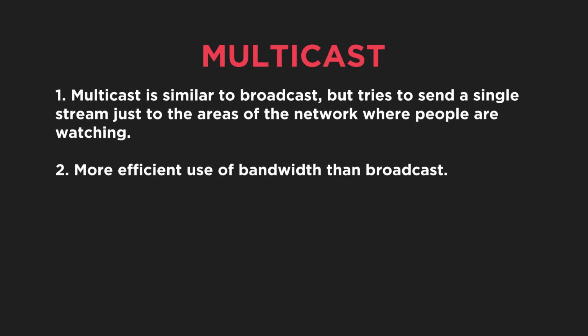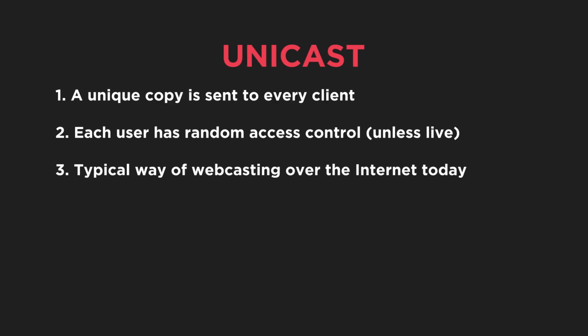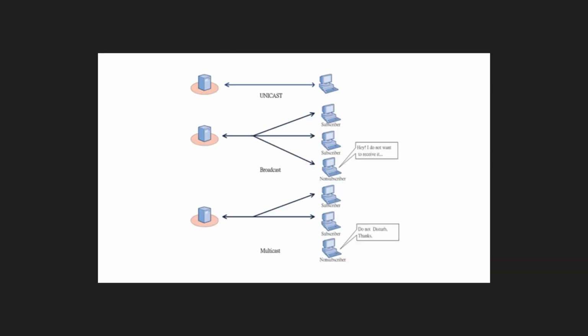Multicast is similar to broadcast, but it tries to send a single stream just to the areas of the network where people are watching. Multicast is a more efficient use of bandwidth than broadcast. The last one is unicast. In unicast, a unique copy is sent to every client, and each user has random access control. Unicast is the typical way of webcasting over the internet today. This figure shows how each type of cast works.